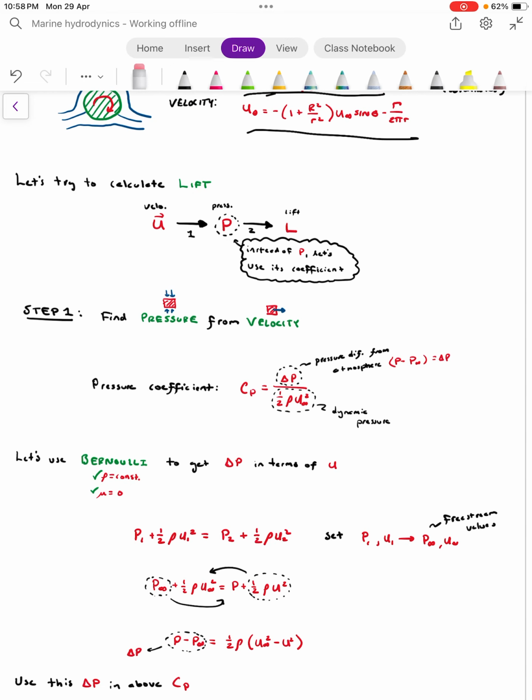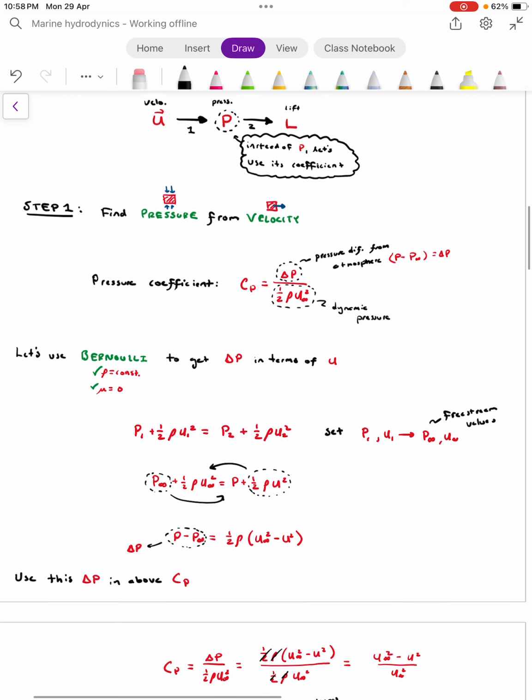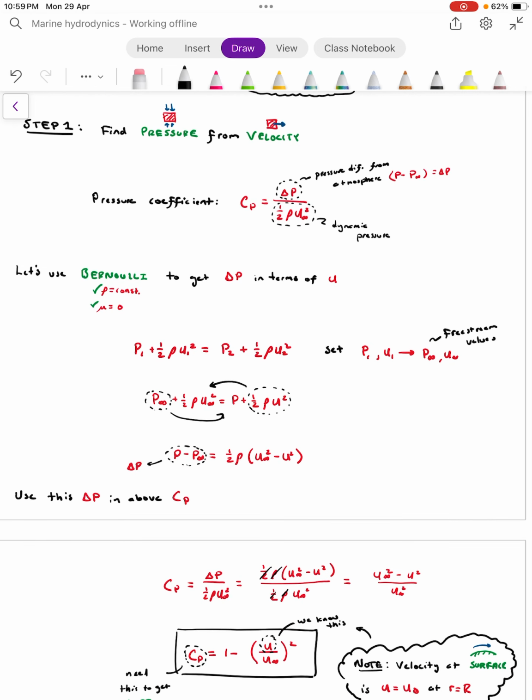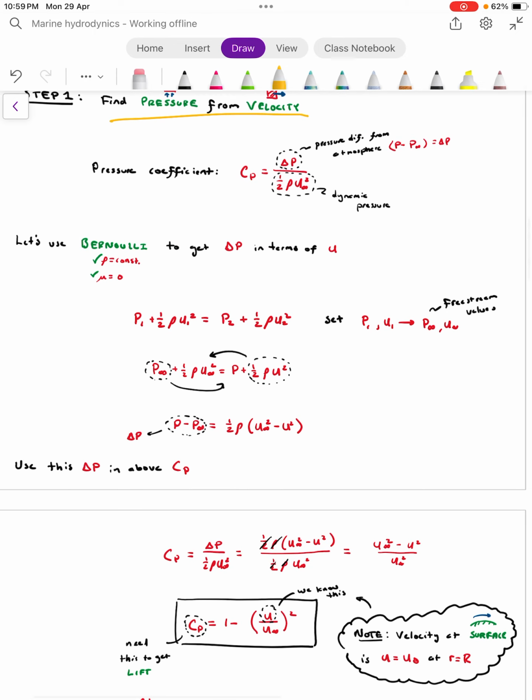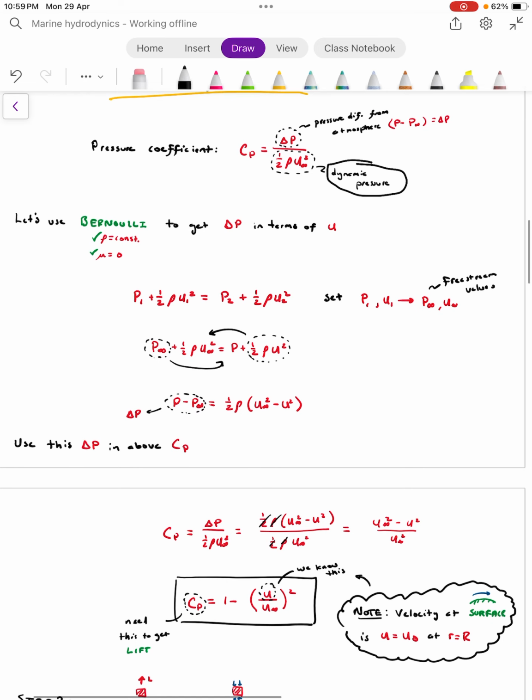So how can we calculate the lift? First of all, we will use velocity to calculate pressure, and pressure to calculate lift. So the first step is to find pressure from the velocity. The pressure coefficient is Cp equals delta P by half rho U infinity squared, where half rho U infinity squared is the dynamic pressure, and delta P is P minus P infinity, the pressure difference from the atmosphere.